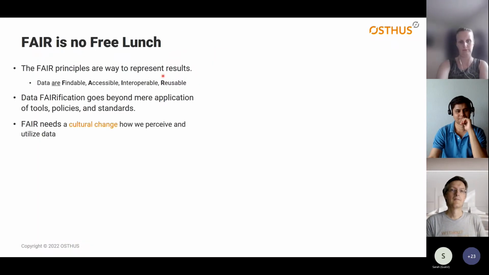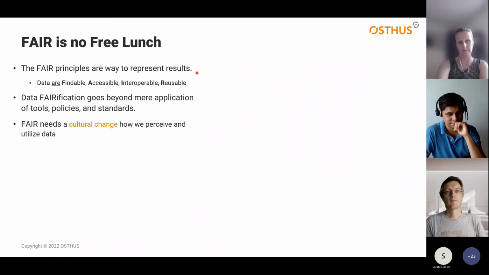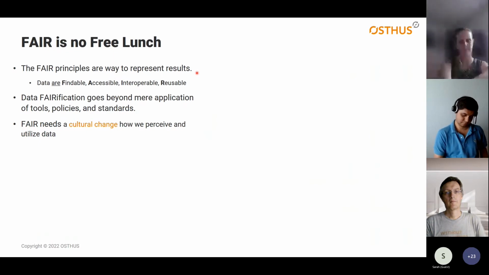Just a recap of what FAIR is: findable, accessible, interoperable, reusable, are a way to represent results, or one could even say this is a test that you can apply to your data. Do I follow that? And if not, do I want to follow that? Does it have a positive impact for me? But it's not just throwing a lot of tools, policies, and standards at the thing and creating overly complex processes like yet another Jira process or so.